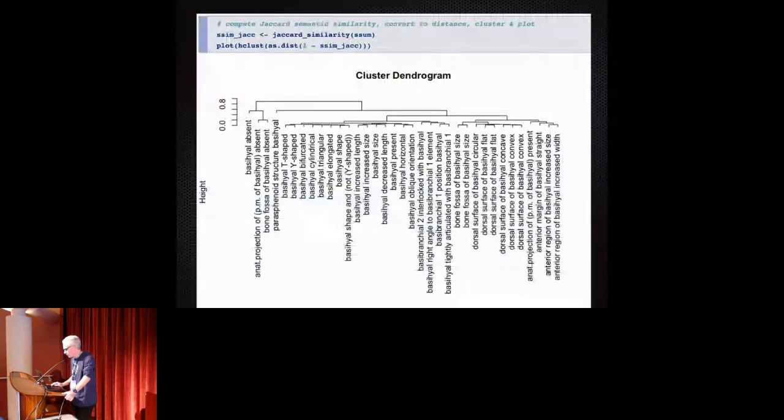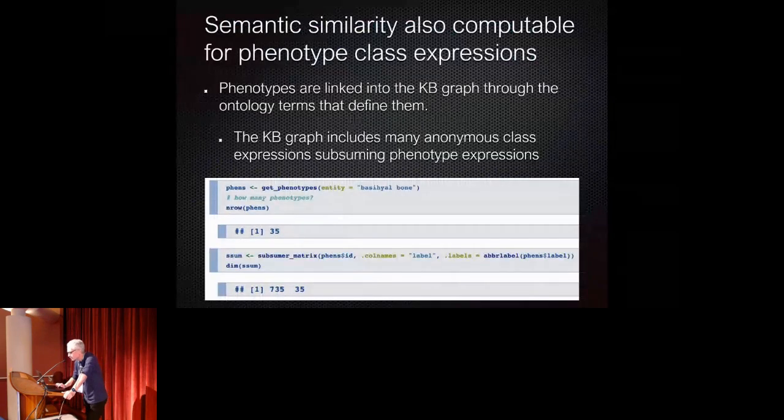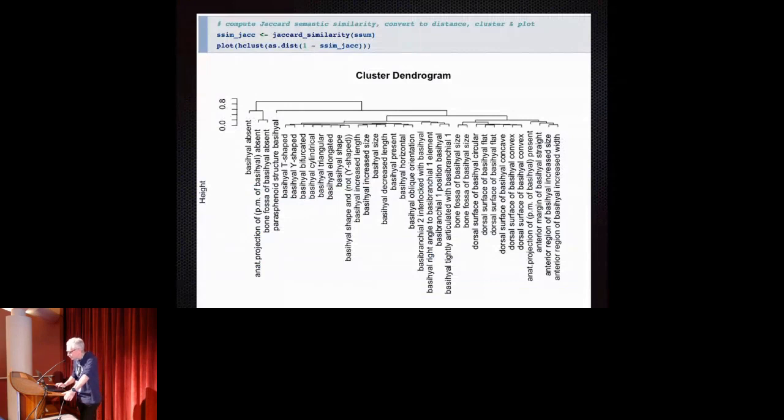And so we can, for example, do this for all the phenotypes of the basihyal bone across the entire PhenoScape knowledge base, and see that we end up with different clusters. For example, you see here the shapes, here the sizes and lengths, and then here are some basic surfaces, right? So you can really visualize the similarities between the different phenotypes being more closely or more distantly related.